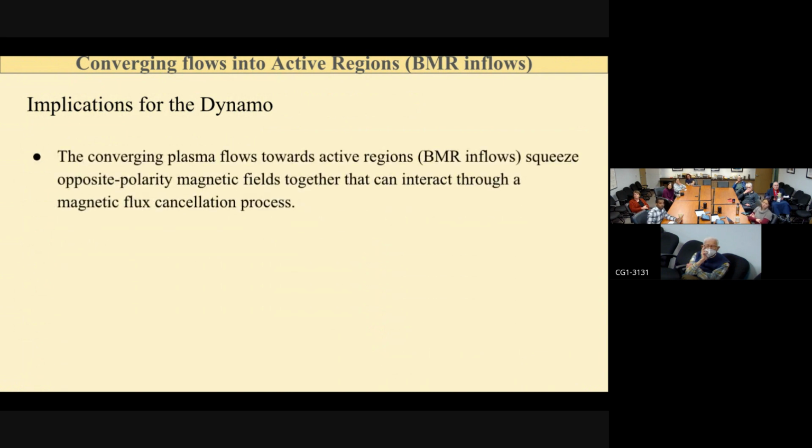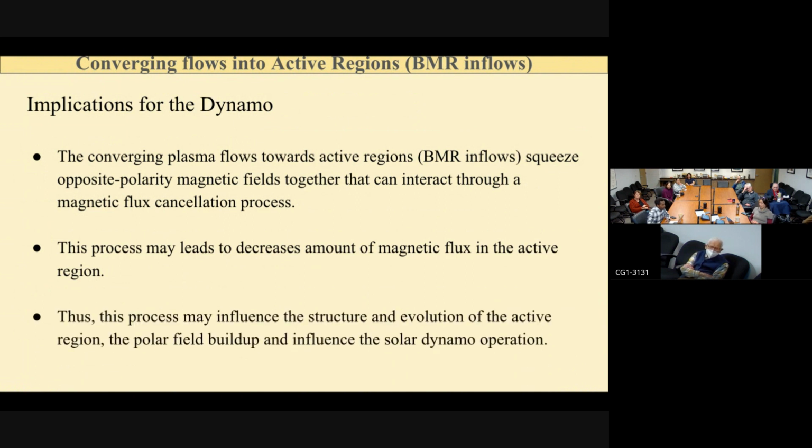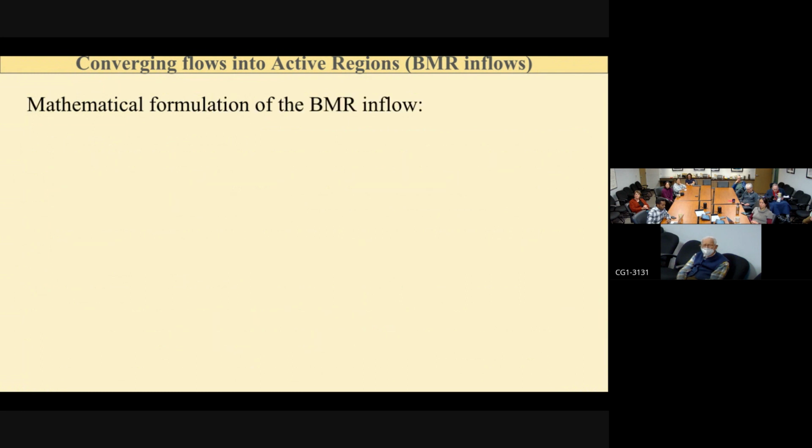So what is the implication for the dynamo? This converging flow means that within the active region, it squeezes the opposite polarity magnetic fields together. As we know, the following and leading spots are squeezed. So it prevents the following spot from going to the pole and the leading spot from going to the equator. Due to this, there is a flux cancellation within the active region. This process decreases the amount of flux within the active region. It also influences the build-up of the poloidal field and the polar field, and in general, it can influence the overall solar dynamo operation.